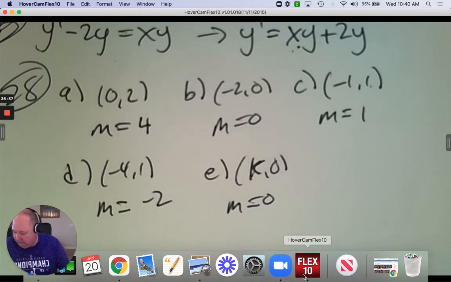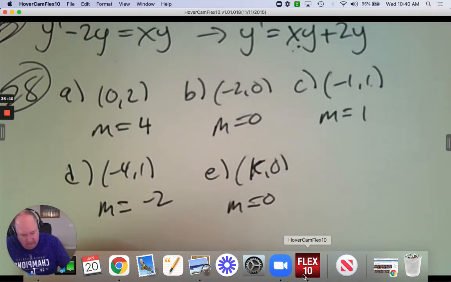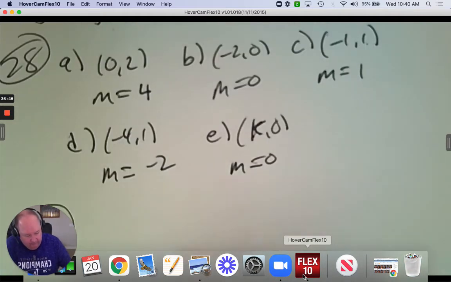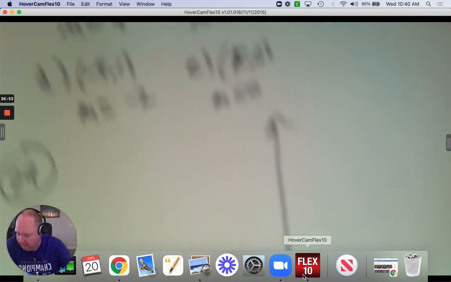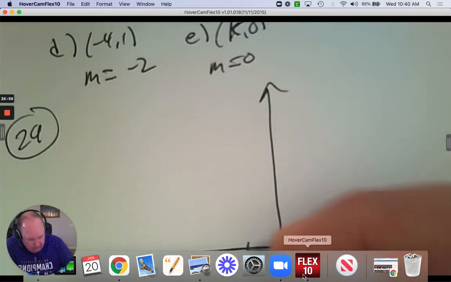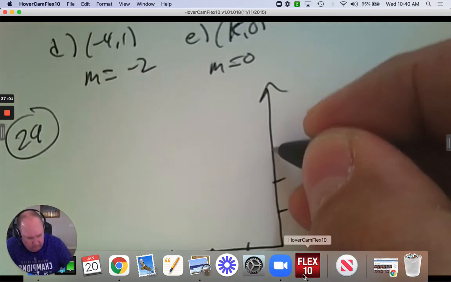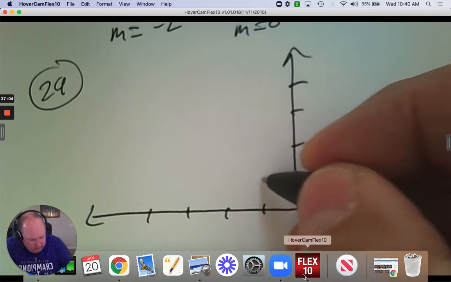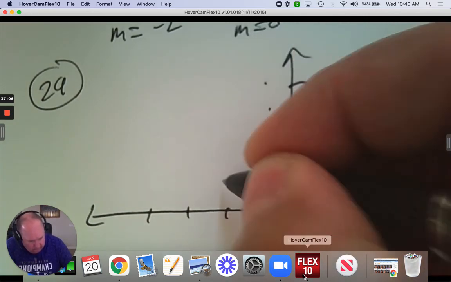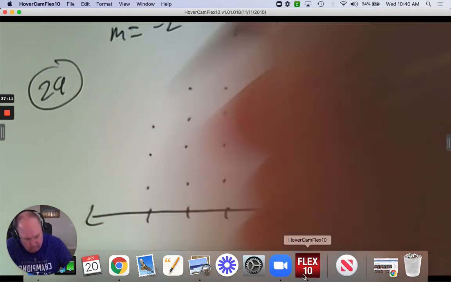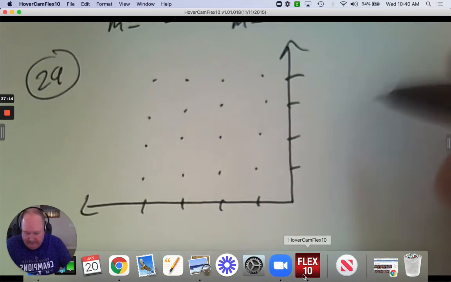29 says sketch a slope field for the equation, the one shown to the right. So it's just the second quadrant. So I'm just going to draw the second quadrant. It goes 1, 2, 3, 4. So 1, 2, 3, 4, and then 4 up, right? 1, 2, 3, 4. And then I'll just put dots at where the slopes are going to go. So there it is. Isn't that pretty?